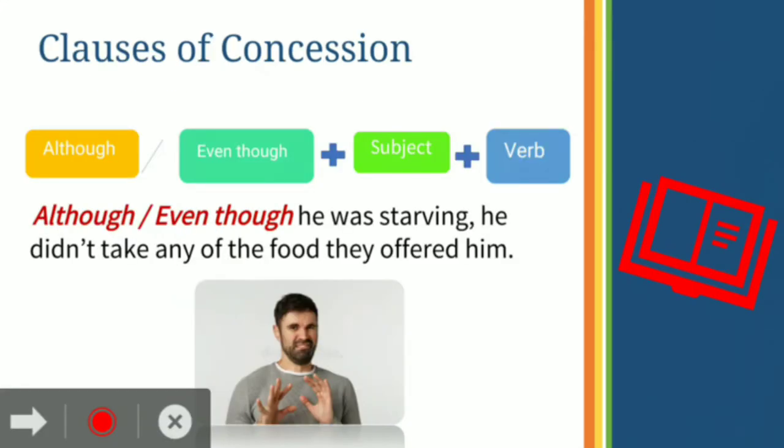We have here the first clause of concession, and the structure is although or even though plus subject plus verb. For example, although or even though he was starving, he didn't take any of the food they offered him. If you can see in this example, it's expressing contrast or opposite between the two statements or ideas.